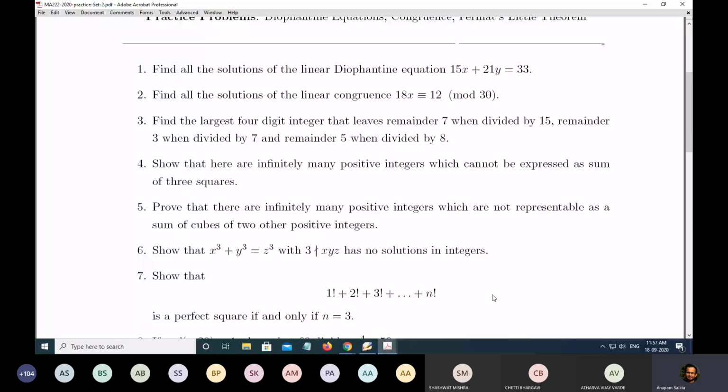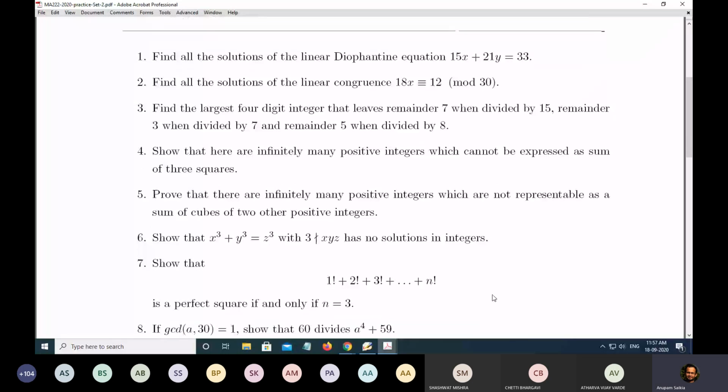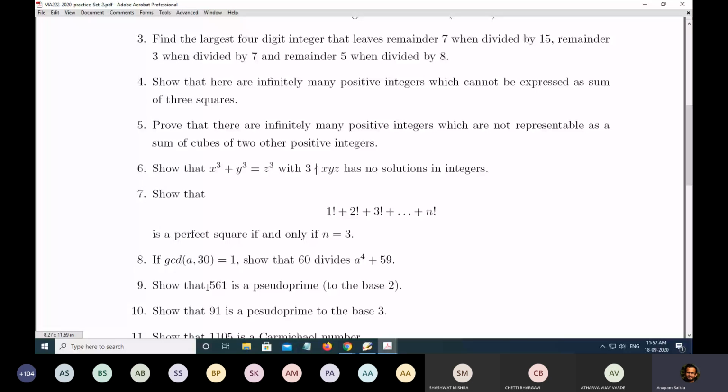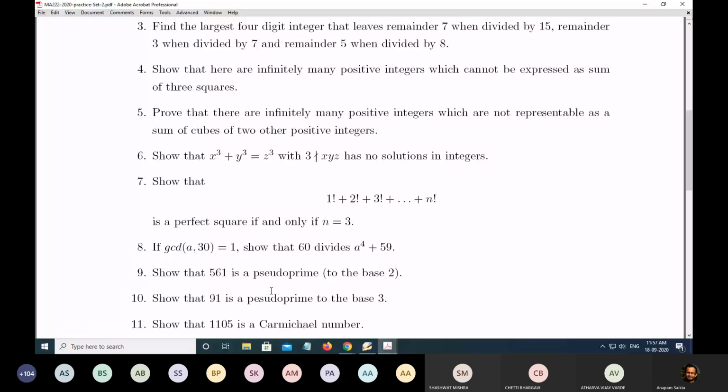And this one again, that this number is a perfect square if and only if n is 3. And these are just congruence problems. This I already did probably. Anyway, this is just a practice. This I already spelled out in the class. In fact, I showed that it's a Carmichael number. So for base 2, again the same argument will work. And this is to show that it's a Carmichael number.